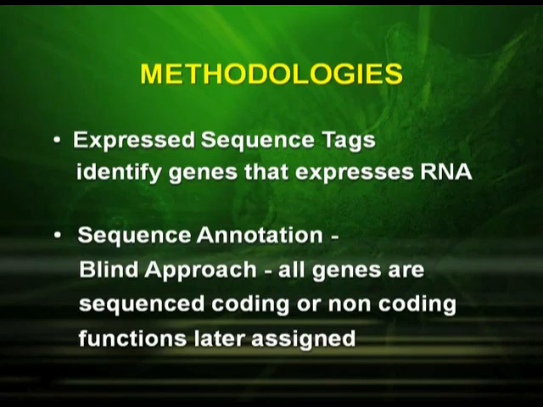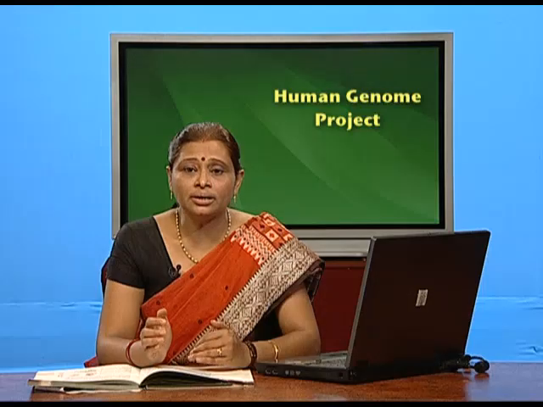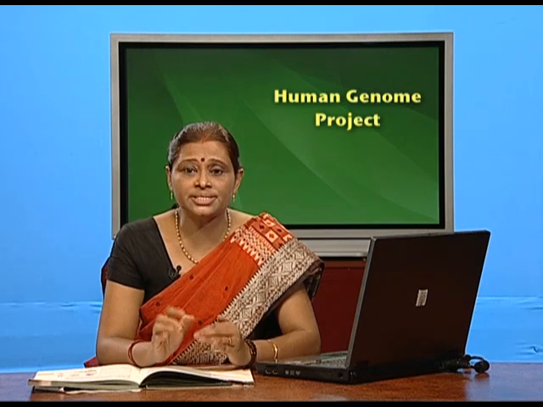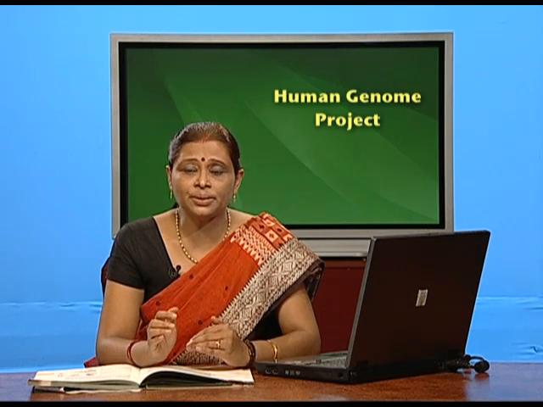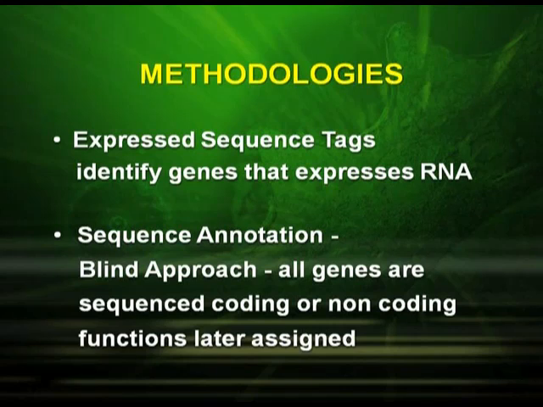Now let us see the methodologies to study HGP. The first important methodology is Expressed Sequence Tags, that is, to identify genes that express RNA. Here we identify only the genes that are expressed. The second important methodology is sequence annotation. That is a blind approach, where the genes are sequenced whether they are coding or non-coding, so it contains both the introns and the exons, and later on the functions are assigned to them.